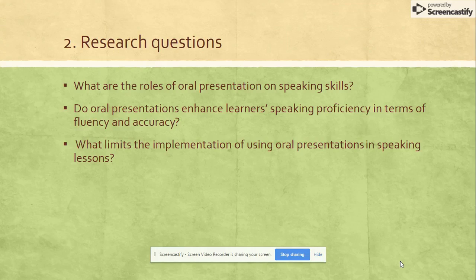The research question of my research is: what is the role of oral presentation in speaking skill? I want to find out the relationship and whether oral presentation has an impact on speaking proficiency in terms of fluency and accuracy or not. The sub-questions of my research are: do oral presentations enhance learners' speaking proficiency in terms of fluency and accuracy? And the next one, what limits the implementation of using oral presentation in speaking lessons?